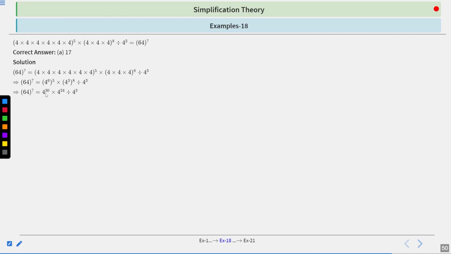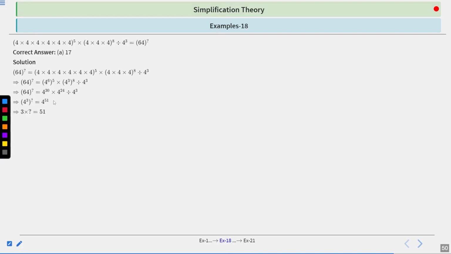So when we solve it, we get 4 to the power 30 multiplying by 4 to the power 24 dividing by 4 to the power 3. Now the bases are the same, so powers will be added and subtracted in multiplication and division formation. So we can write it, if we make the left side also equal, 4 to the power 3 whole power question mark equals 4 to the power 51.